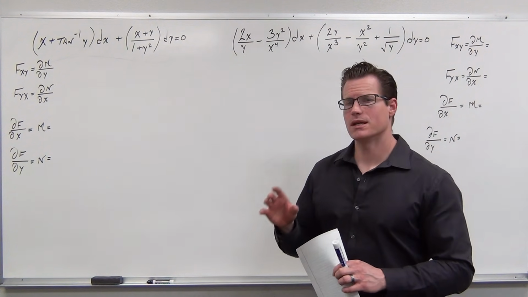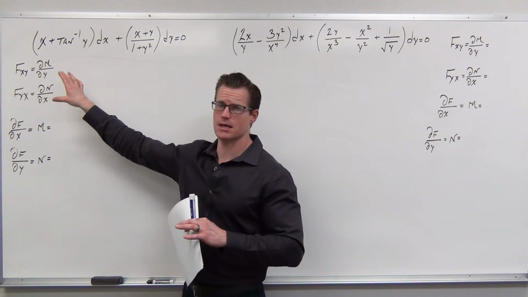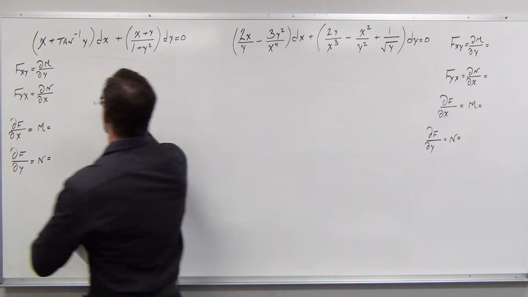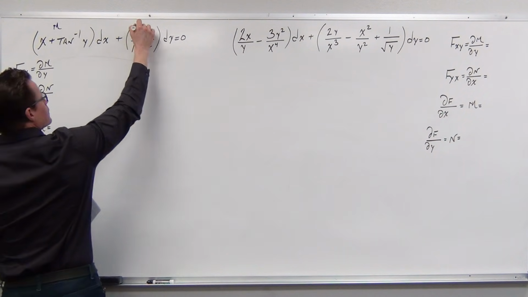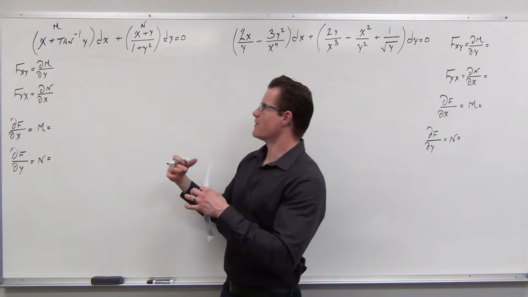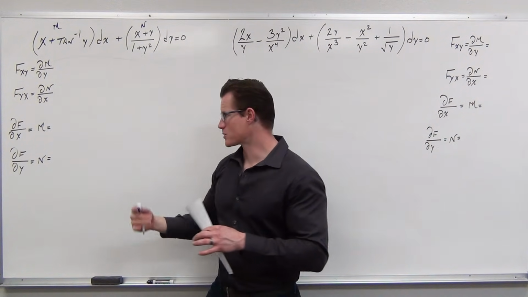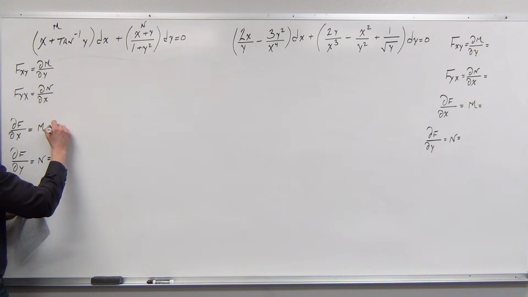The number one thing we need to get straight is the fact that this is not an exact differential equation until we satisfy that test. So let's call this M and N, and let's write down these things. If M represents the partial derivative of f with respect to x, which is what the differential form does, then M is this piece.